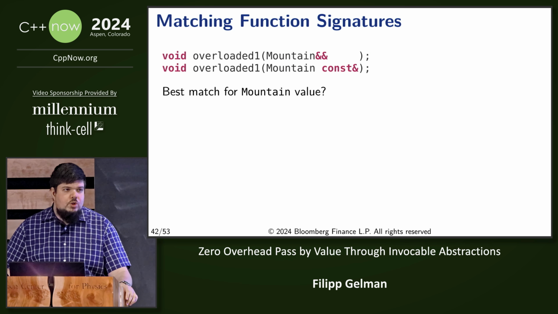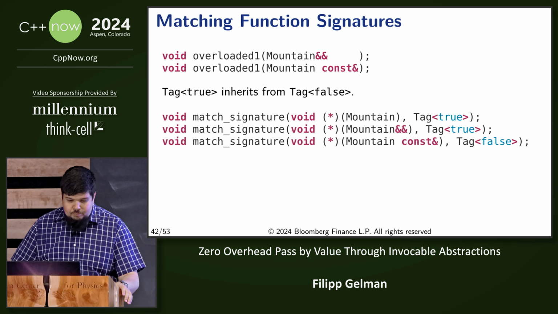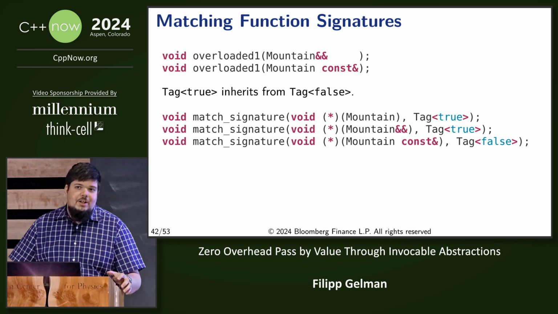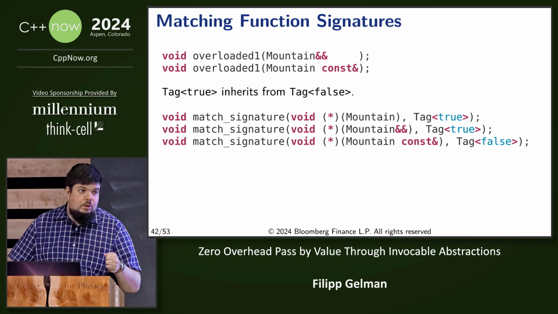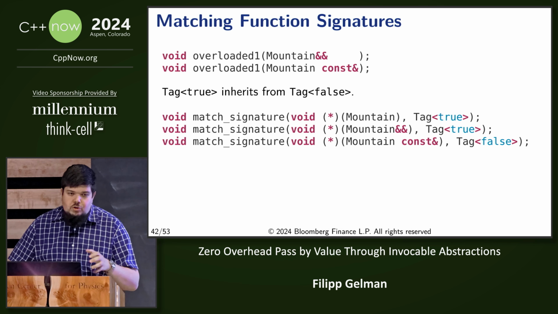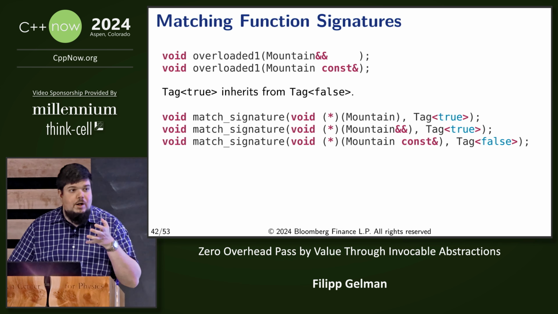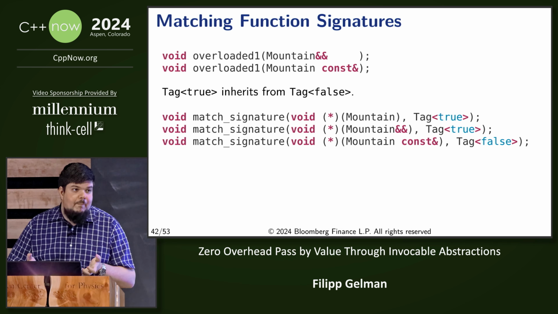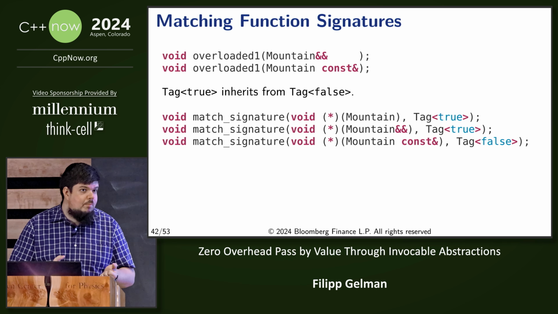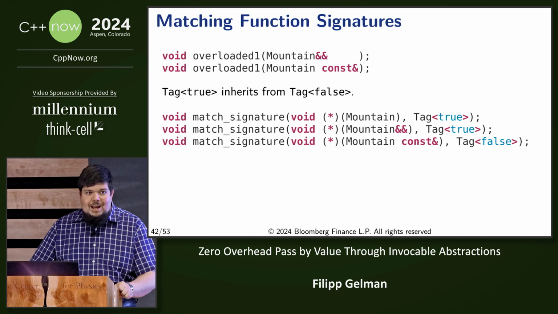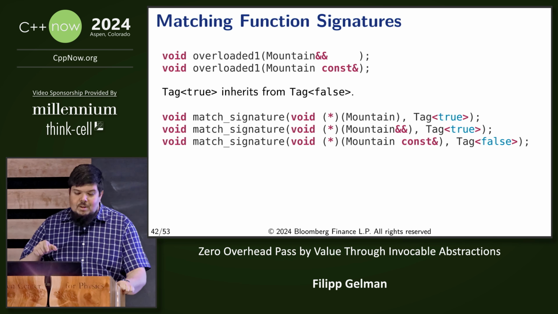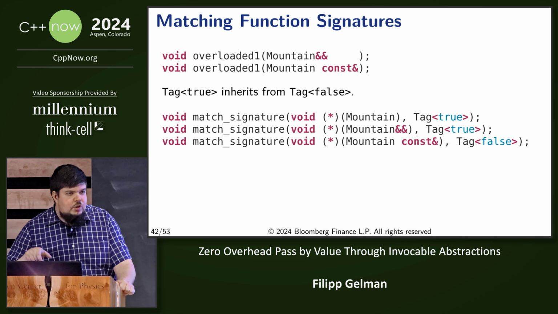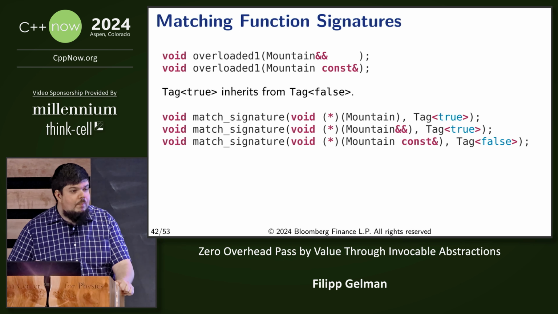Well, we're going to use a kind of tag dispatch. So tag is just an empty class, takes a bool. Tag of false is just that empty class. Tag of true inherits from tag of false. So we have our little derived to base conversion. And we know a derived is a better match, right? So by writing our match signature this way, we can convince the compiler to prefer one or the other by taking tag of true or false.